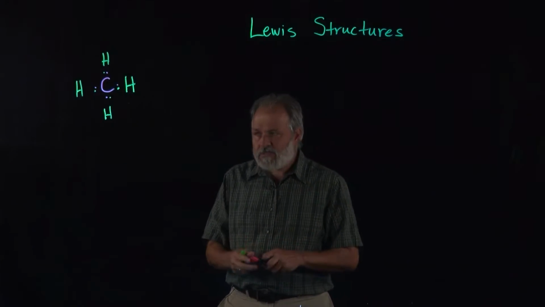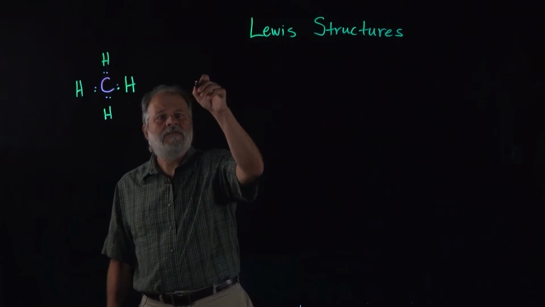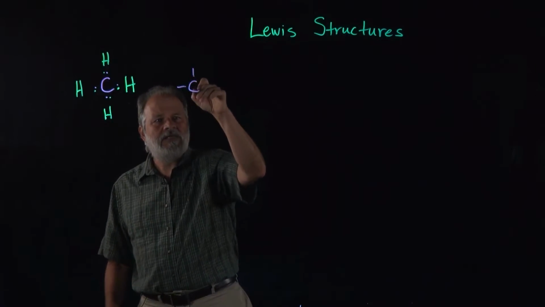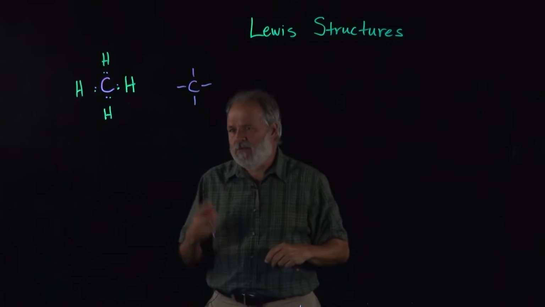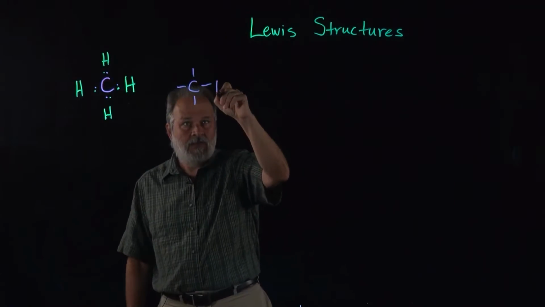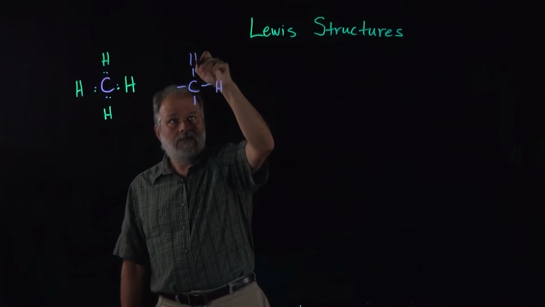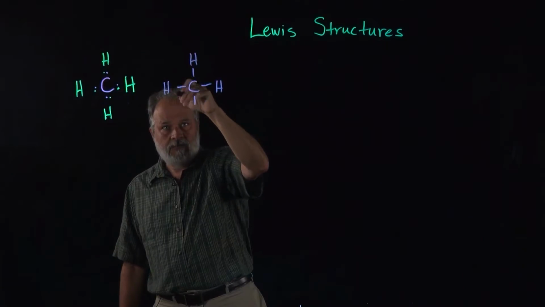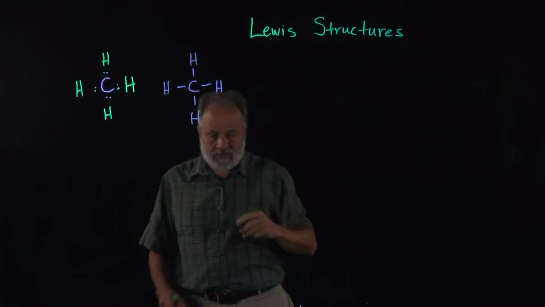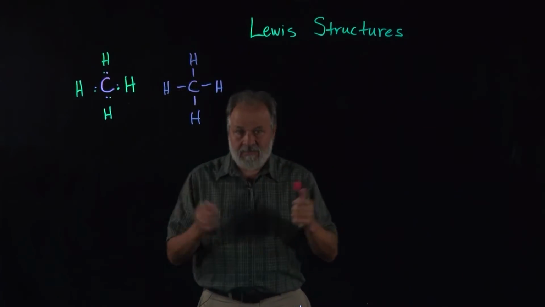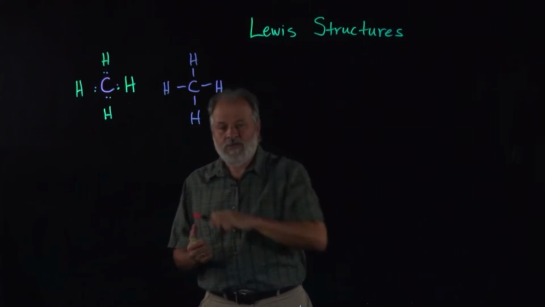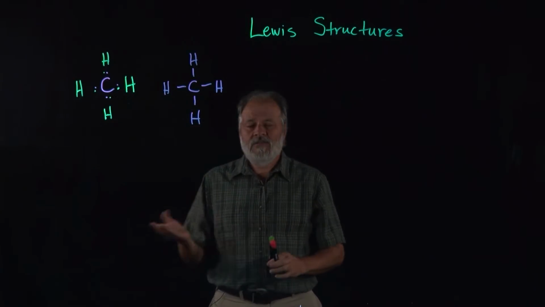Now another way of actually writing this is with dashes. And whenever you see a dash, think 2 dots, 2 electrons. So this would be perfectly acceptable as a Lewis structure, because everybody understands that the bond is 2 shared electrons. All right, so that's one example.